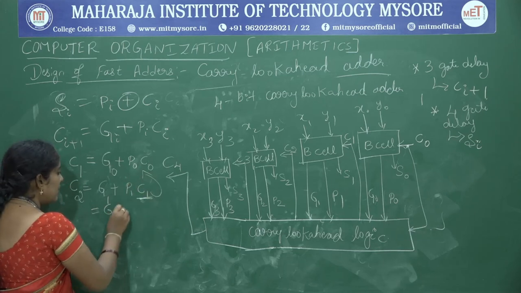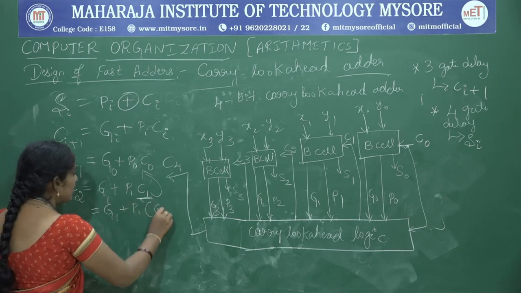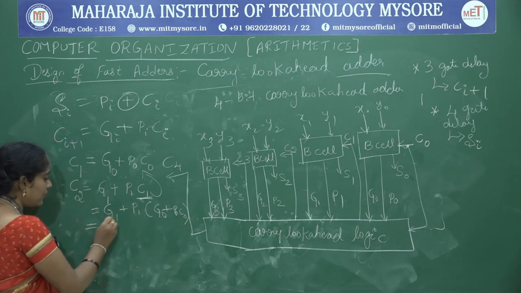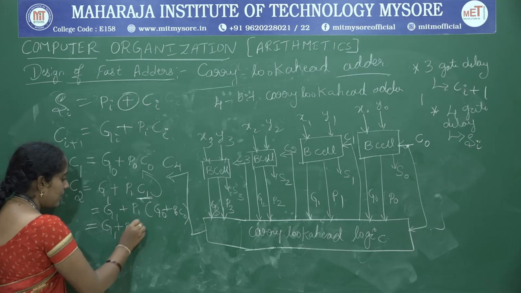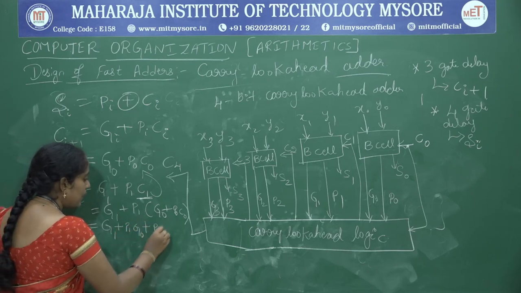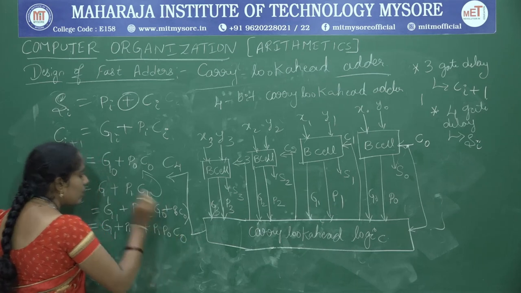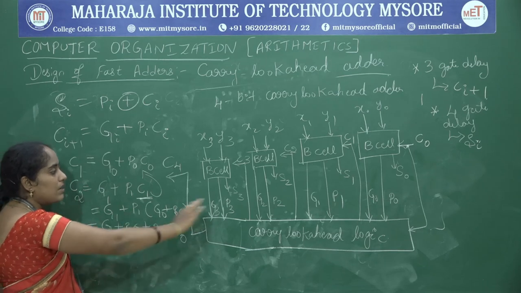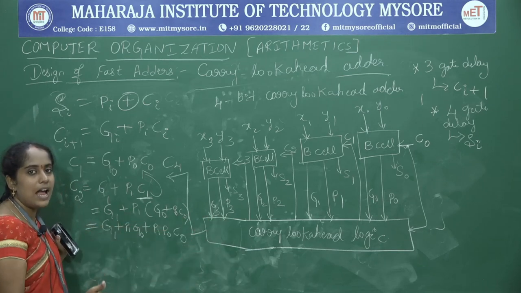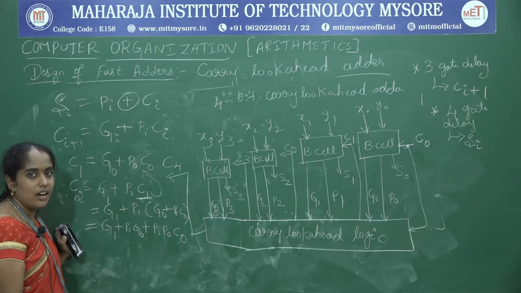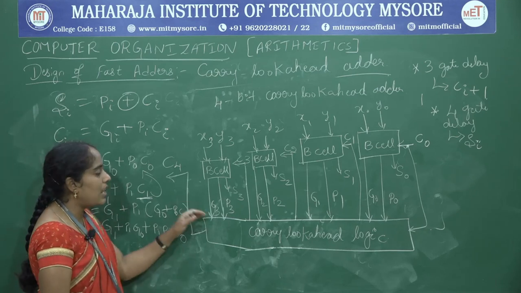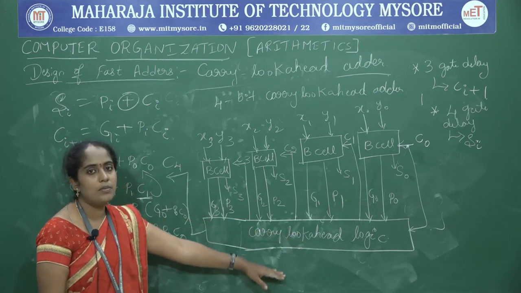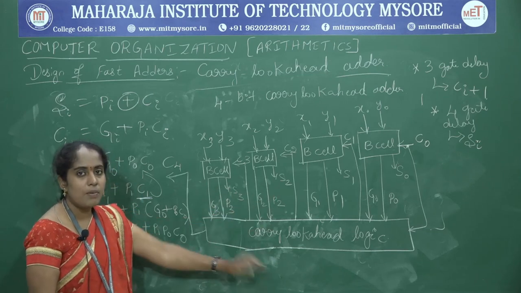Now C1 is G0 plus P0 C0, so we will get G1 plus P1 G0 plus P1 P0 C0. Only the C0 value is needed. Once we get the C0 value, all the bit cells will add the numbers parallelly. So who helps to add the numbers parallelly? Here the carry look ahead logic helps the cells to add the numbers parallelly.